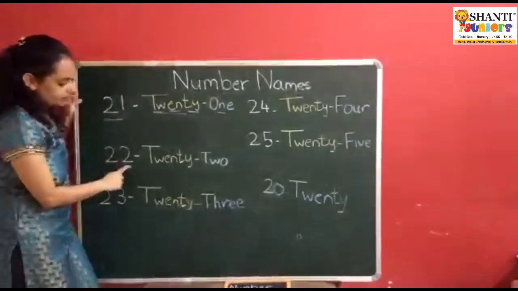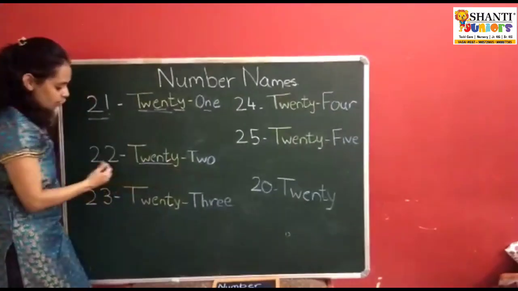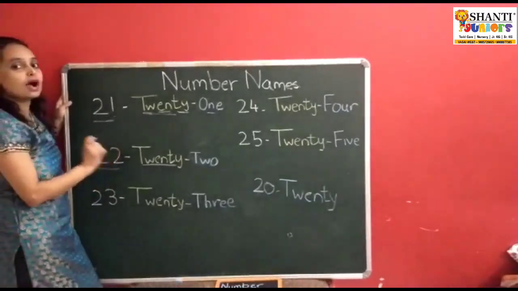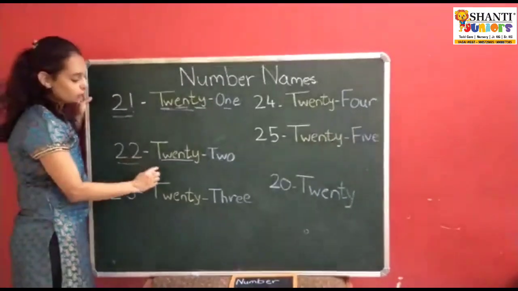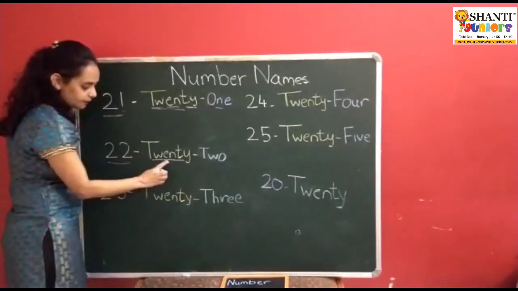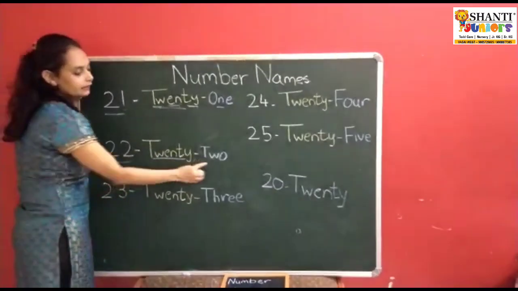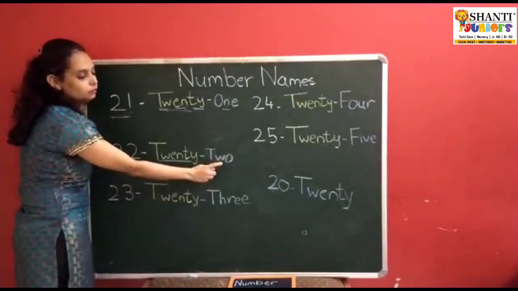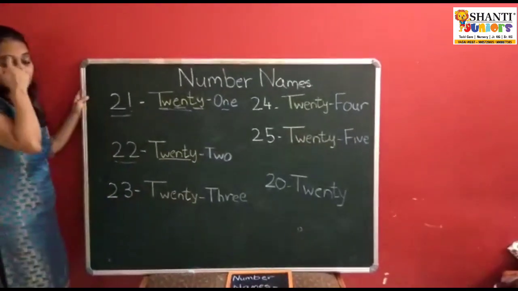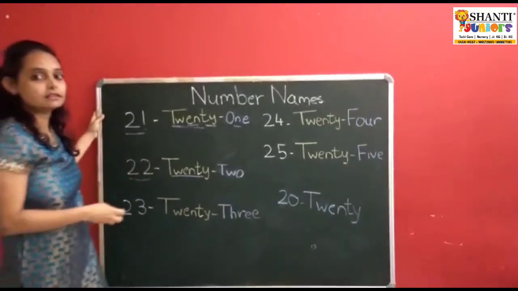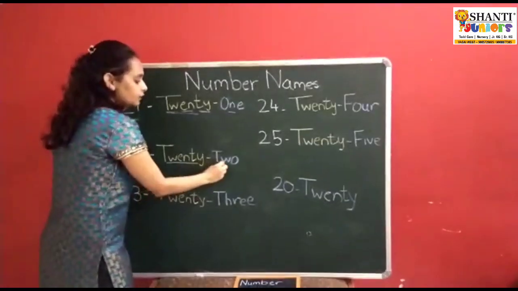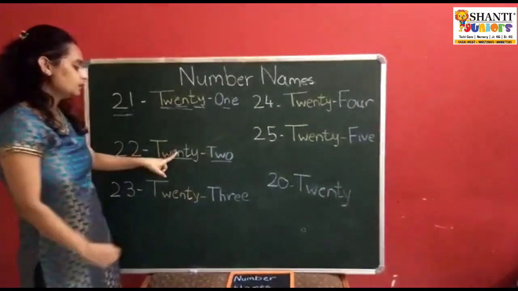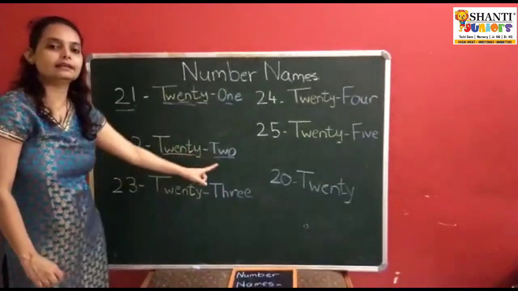Same, children, over here. 20 you have to write, which number is this? 22. So how are we going to write the spelling of 22? You have to write the spelling of 20 and then 2. 22. And you know the spelling of 2, I know, you learned it in your previous year. So it becomes 22. The spelling of 2 you know, and you have learned the spelling of 20. So 20 and 2 becomes 22.